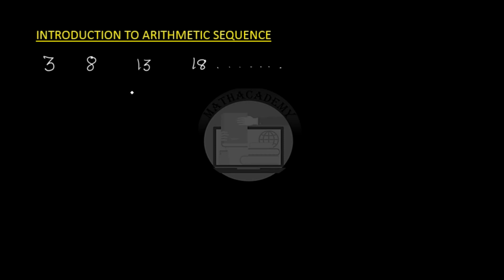Let us look at this sequence and we see that the second term 8 is obtained by adding a 5 to the first term. Then the third term is obtained by adding a 5 to the second term. The fourth term is obtained by again adding a 5 to the third term. So we see that the difference between any two consecutive terms is always 5. So this 5 is called the common difference.